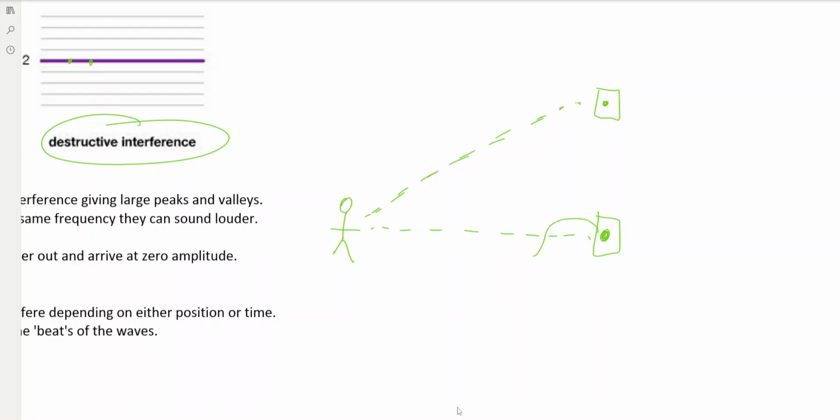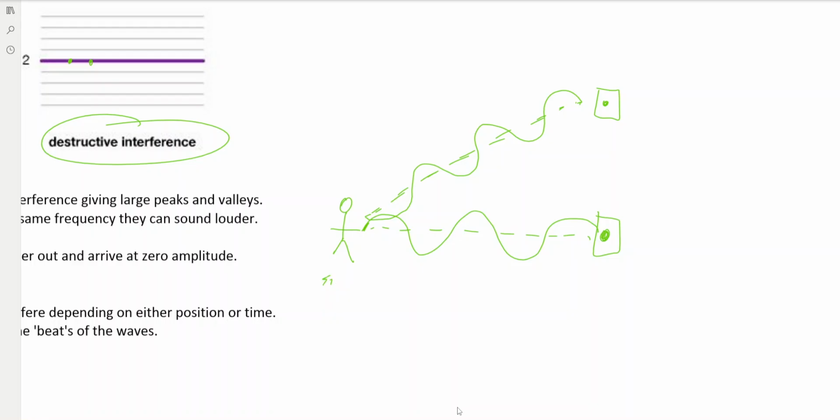As the waves come into you, they may be out of sync. Here it's coming up, here it's coming down, and so you can see they're out of sync with each other. At this position, it's going to be silent.